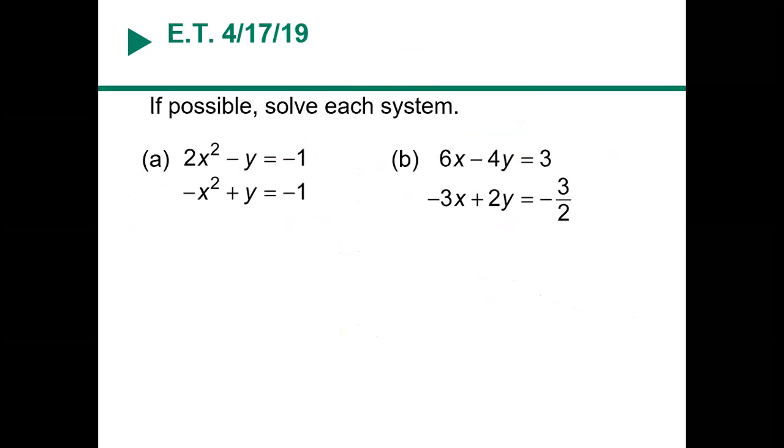Okay. So here we have 2x squared minus 1 equals negative 1, and we have negative x squared plus y equals negative 1. These are just additional examples if we feel like we need to do them. Oh yeah, this was an exit ticket. Never mind, I meant to change this. This will be an exit ticket, but we're not doing it, so you can practice it later.